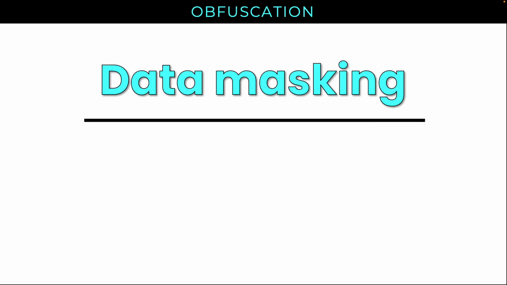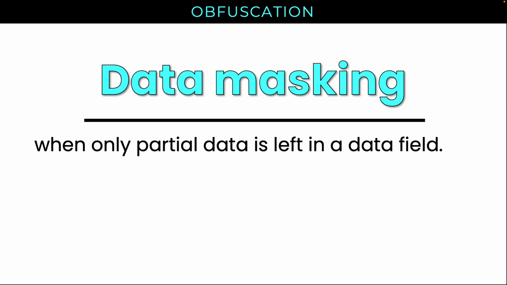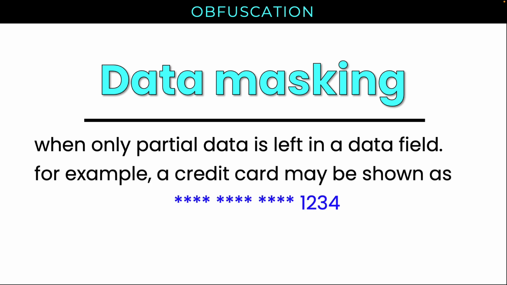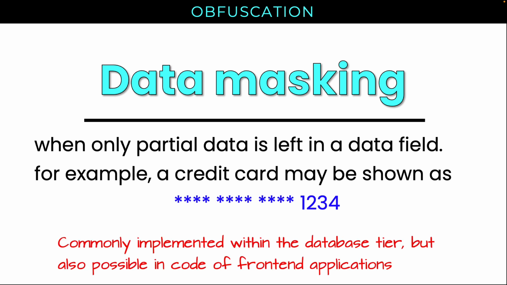Data masking, so when we see only partial data left in the data field, for example, you'll see this commonly with credit card data, where you have the asterisk and then you just see the last 4 digits. This is commonly implemented within the database tier, but it's also possible in code in your front-end applications. So what it is is more important in this case versus where it's implemented.